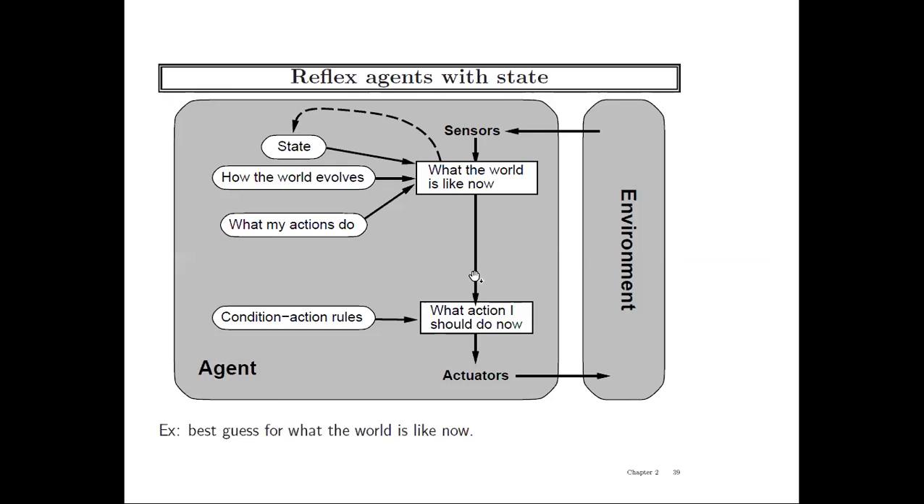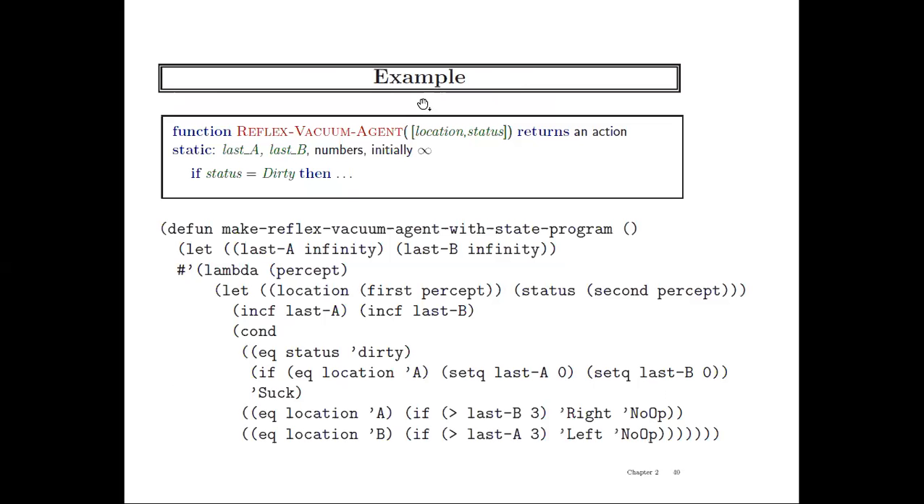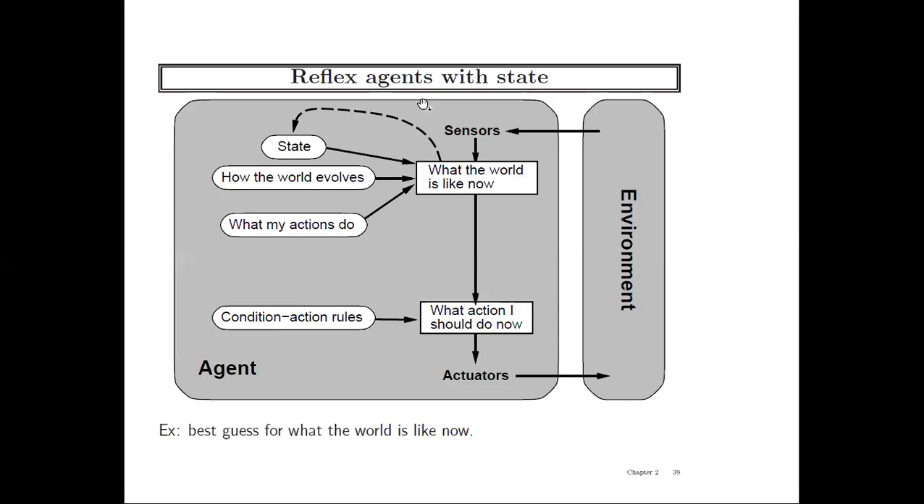When we move forward, we can see the next one. The next type is called reflex agents with states, and the other name of this model is model-based reflex agent. So we call it model-based reflex agent, and we also name it reflex agent with state. Both are the same thing.